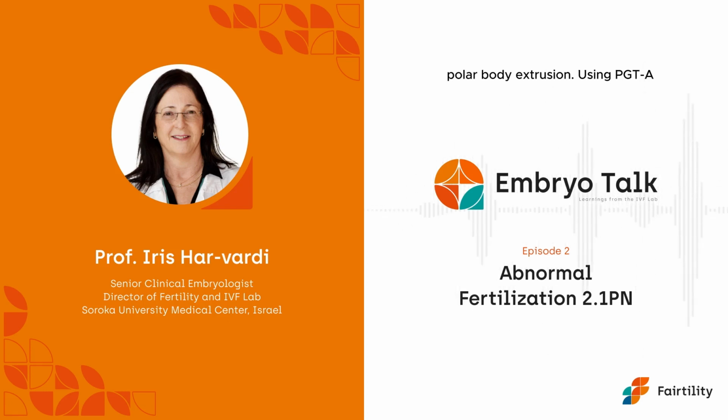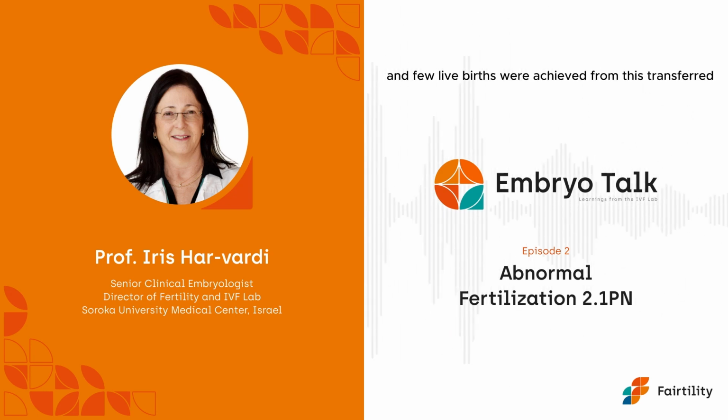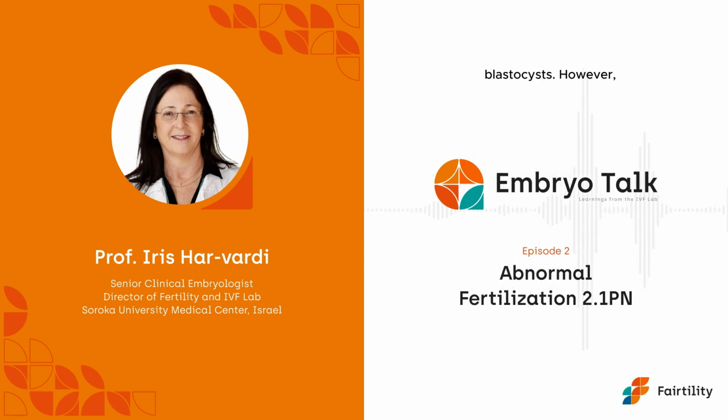Using PGTA, studies have demonstrated that blastocysts developed from 2.1 PN were mostly diploid, and few live births were achieved from this transferred blastocyst. However, most of the 2.1 blastocysts were aneuploid, presenting extra or absence of specific chromosomes. The question is whether to transfer or not.